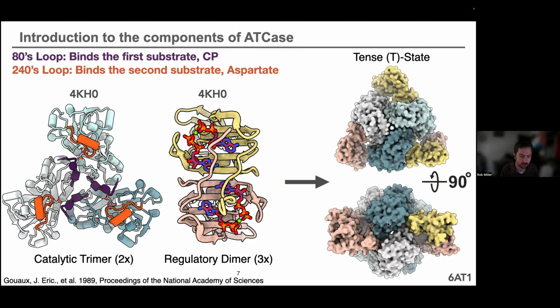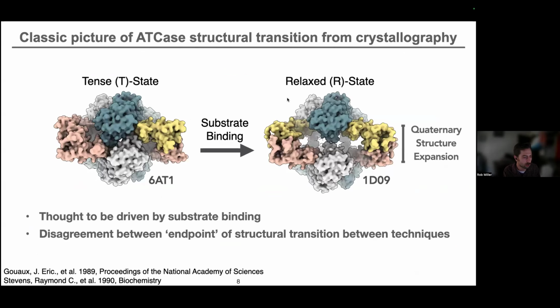But due to the large, extensive characterization by crystallography, what researchers observed was that as you provide this enzymatically inactive tense state both of its substrates, it undergoes a large conformational change as it transitions into what we'll call an enzymatically active relaxed or R state. There's this large conformational expansion where the two catalytic trimers effectively separate from one another.